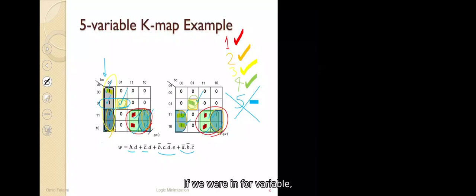If we were in 4 variable, when you have a group of 2, it means 1 is gone, you have a term of 3. If 4 is grouped, then you have a 2. And if you have 8, it means 1.